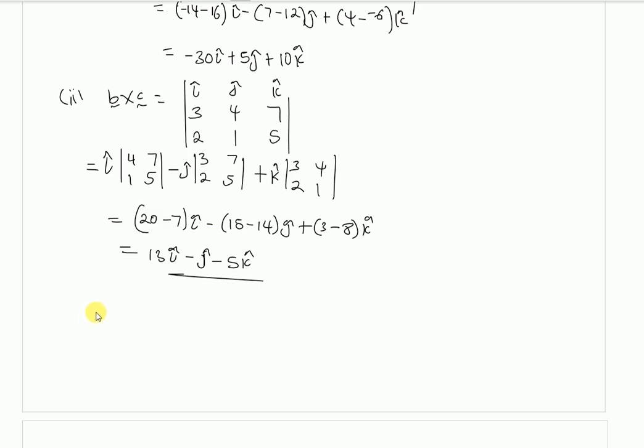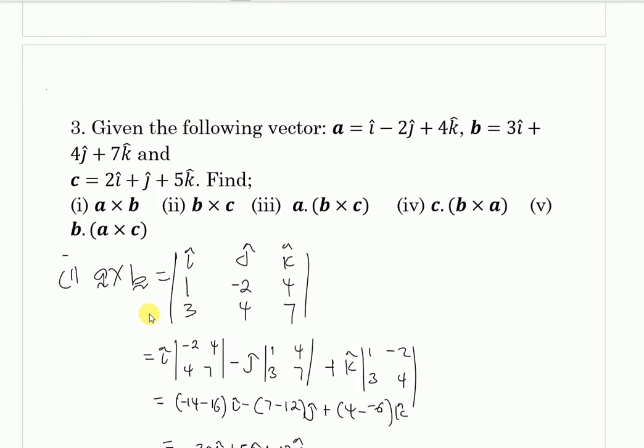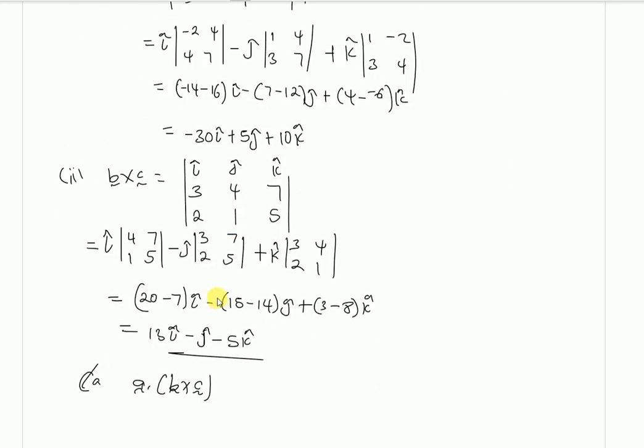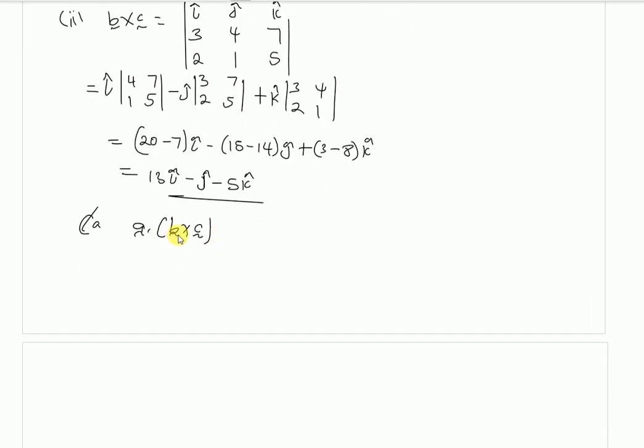This one is asking for A dotted with B cross C. I think that's it. A dot B cross C. So this B cross C is not perpendicular to that, so the answer is not 0 because this A is not a part of this cross product. So you get some answer there other than 0.